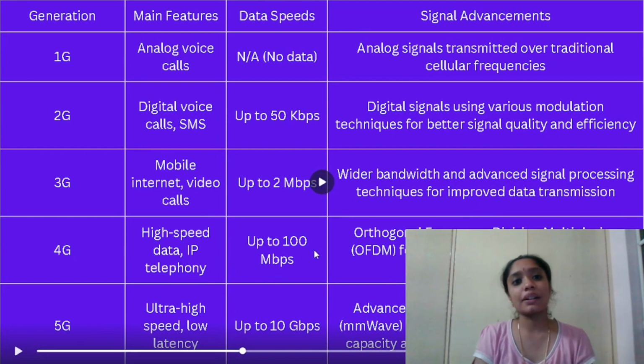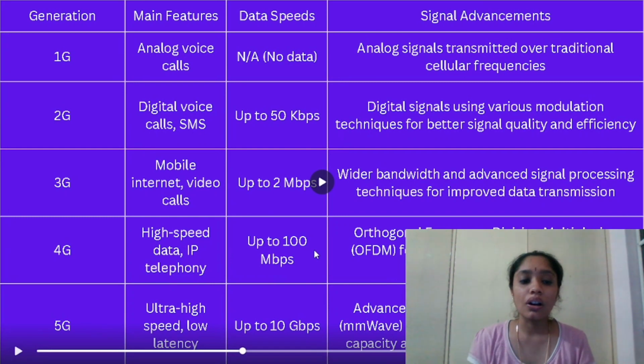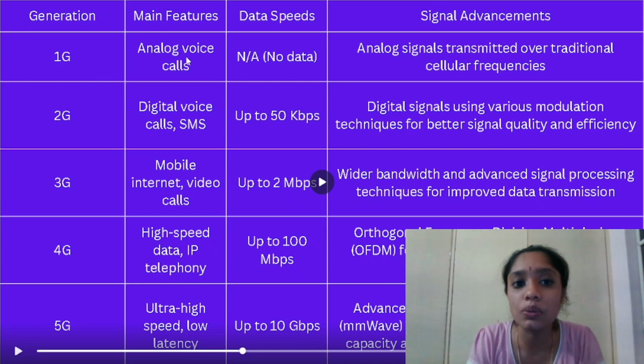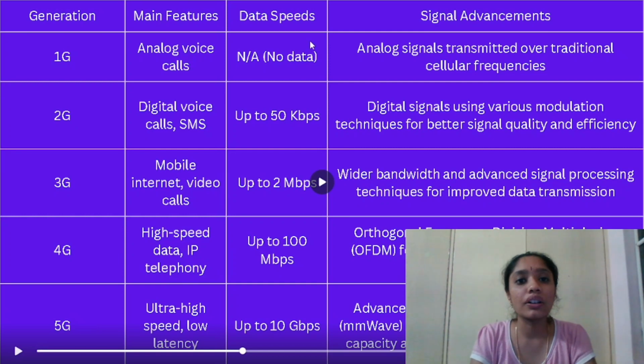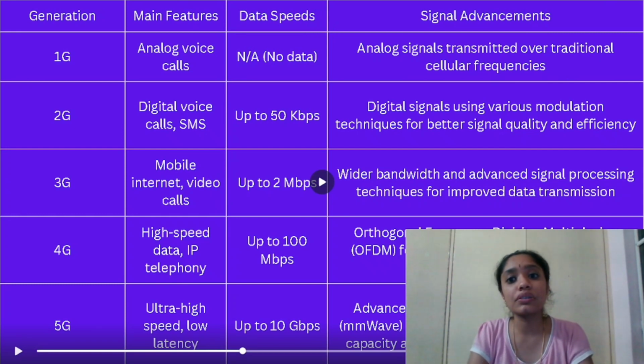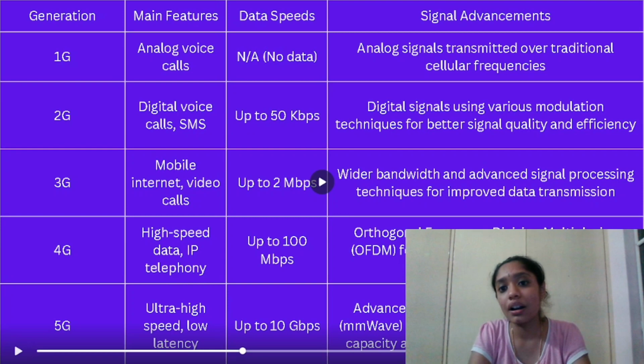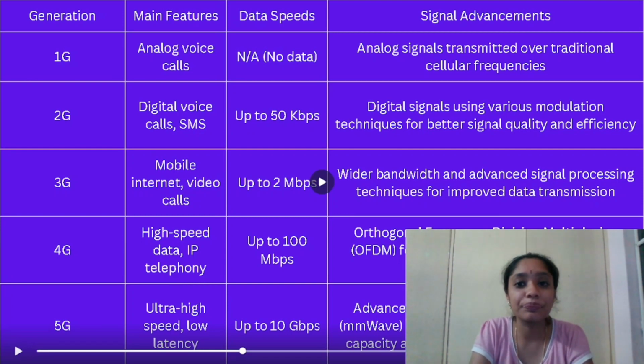Here is a comparison chart on signal advancements on all the Gs. Okay, in 1G, the main feature was analog voice calls. Data speeds, no data speeds, no internet, nothing was there under 1G. And what was the signal advancement done? Analog signals transmitted over traditional cellular frequencies. Okay, the signals were transmitted over cellular frequencies.